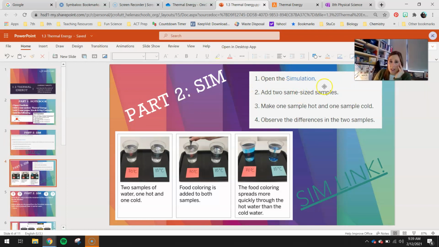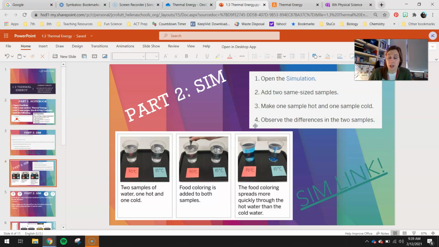So if you already have the simulation open, great. If not, here's your link again. You're going to add 2 of the same size samples. You guys kind of saw when I was going through a little bit and in your exploration that you could add either small, medium, or large. Just make sure that your 2 samples are both the same. So if you pick small for the first one, pick small for the second one. Make 1 sample hot and 1 sample cold. Again, in your exploration, you guys should have figured out how to do that.